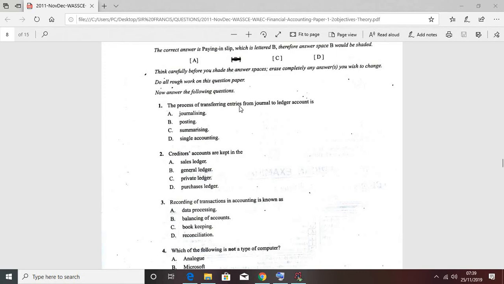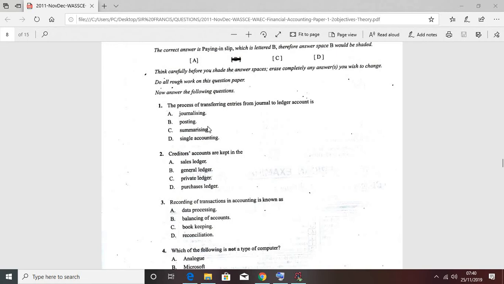The process of transferring entries from journal to the ledger account is... Option A is journalizing, option B is posting, option C is summarizing, then option D is single accounting. What is journalizing? Journalizing simply means drafting or recording a transaction in the journal entries. So making entries in the journal is what is known as journalizing, and this one does not meet the definition above. Let's see posting.